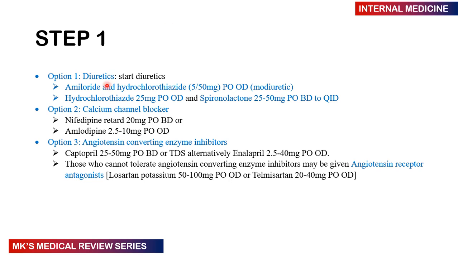Sometimes you can even increase up to 4 times a day. Or option 2, a calcium channel blocker, nifedipine, long-acting 20 milligrams twice a day, or amlodipine 2.5 to 10 milligrams once a day. Or you can start them with an angiotensin receptor blocker. Usually start off with enalapril 2.5 to even as far as 40 milligrams orally once a day. And those that can really tolerate this, we give them losartan 50 milligrams to 100 milligrams once a day, or telmisartan 20 to 40 milligrams once a day.